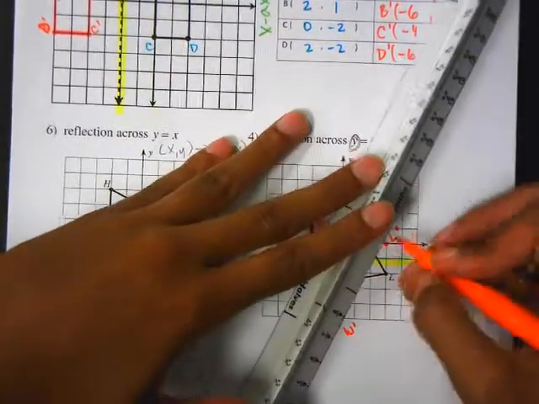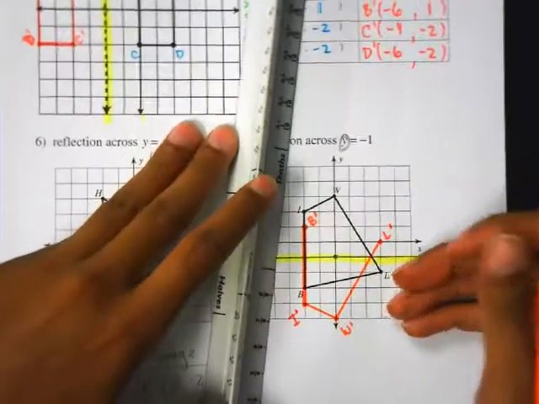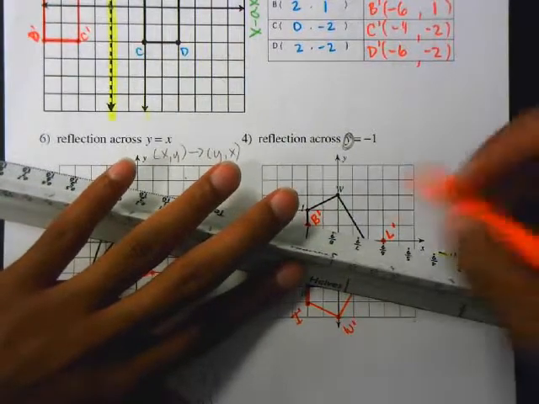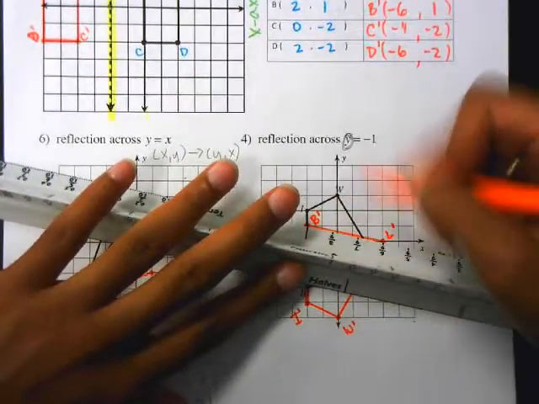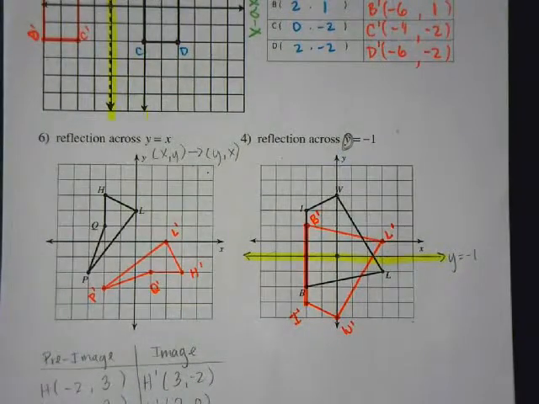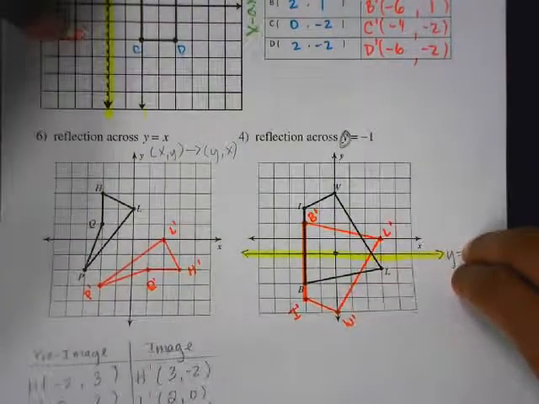Alright, and that is our reflection over the y equals -1 line. Now remember, if you ever want to test this out to see if it's actually a reflection, if you fold your paper on that reflection line, I should meet I prime, W should meet W prime, B should meet B prime, and L should meet L prime. Okay? Remember, that is your line of symmetry.